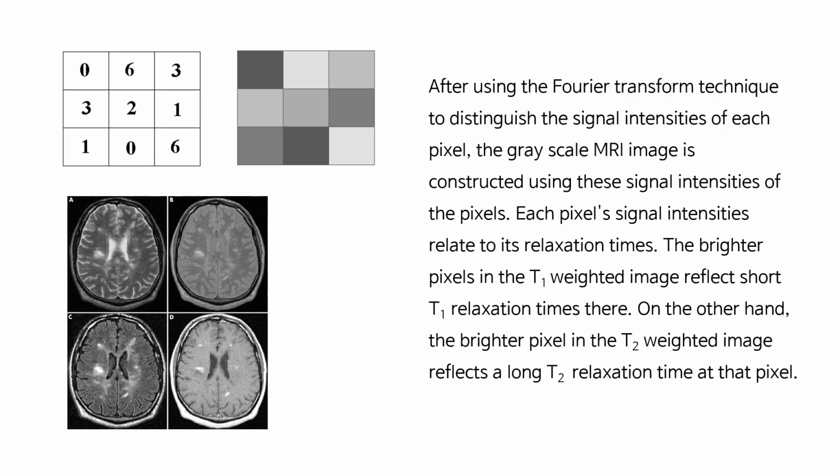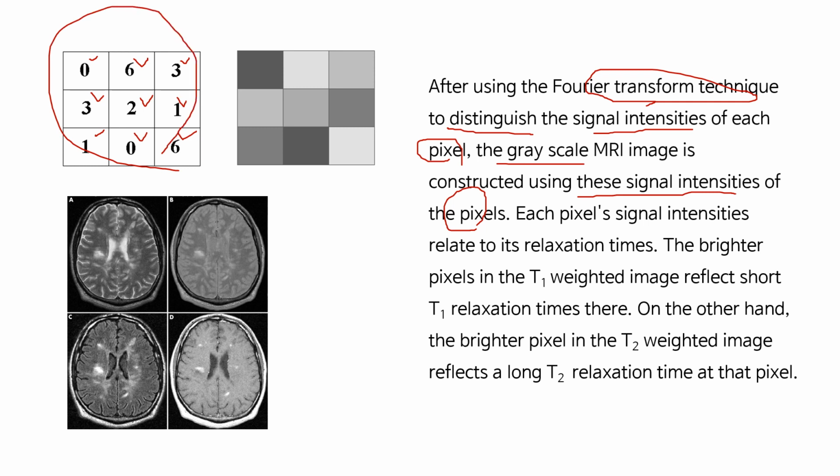After using the Fourier transform technique to distinguish the signal intensities of each pixel, the grayscale MRI image is constructed using these signal intensities of pixels. Let's assume that for a 3x5 image, we get the signal intensity values determined like this. Then using these values with the grayscale, we can get the MR image.